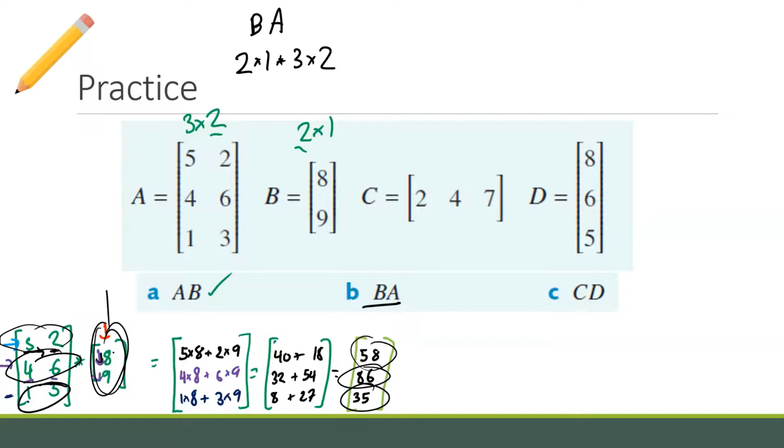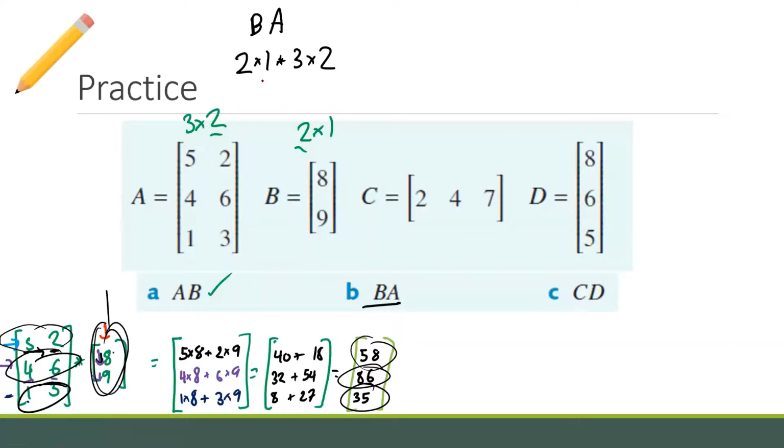The columns of the first matrix match with the rows in the second matrix. Is that the case for this one here? Are the columns and the rows the same? No, these columns and rows are not the same. So the middle numbers need to match. The columns in the first matrix are not the same as the rows in the second matrix, so this one can't be multiplied. We can just skip that one.